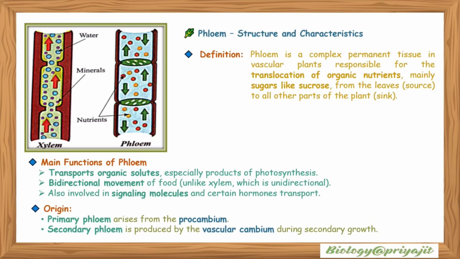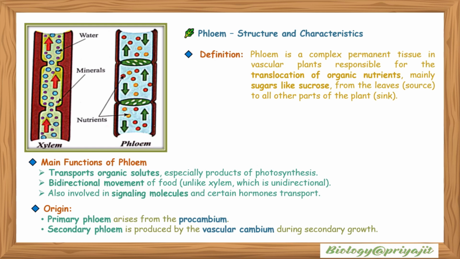Phloem. Structure and characteristics of phloem. Phloem is basically a complex permanent tissue in vascular plants, responsible for the translocation of organic nutrients, mainly sugars like sucrose, from the leaves to all parts of the plant. The source and sink mechanism occurs here.